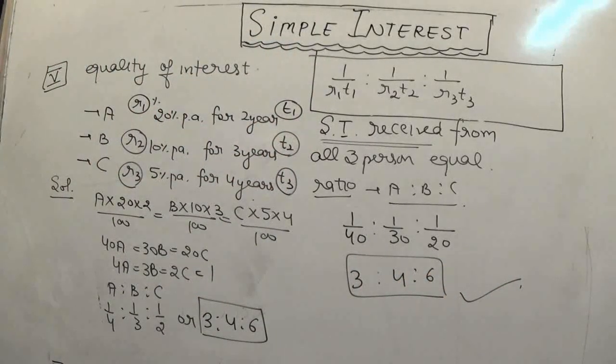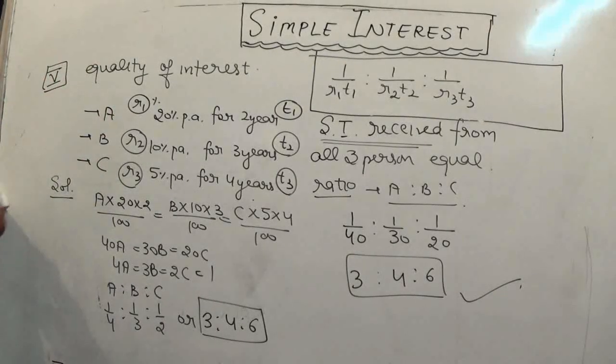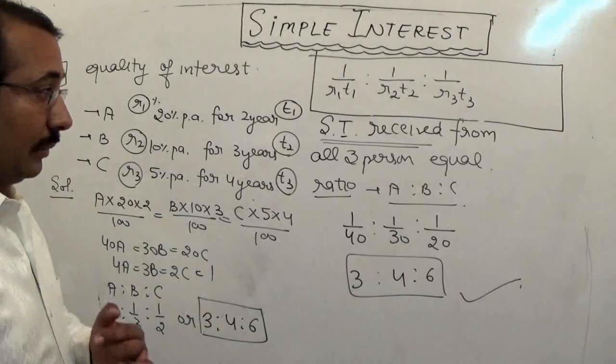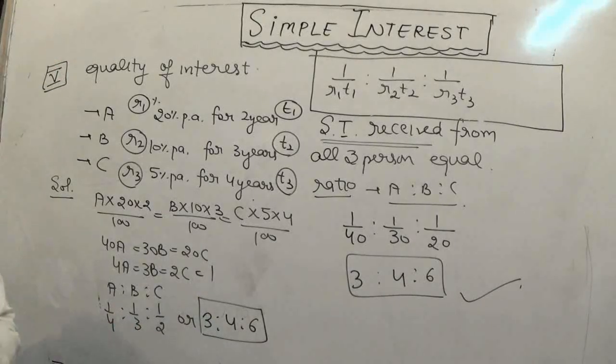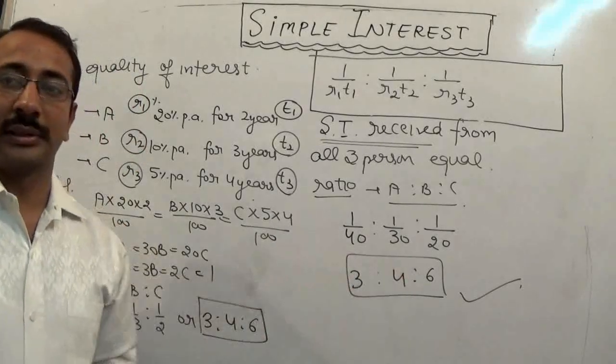Pay attention here, that is the first type of problem in which I explained where simple interest received from the three persons at the end of the given time period is equal. In that case, if I have to find the ratio of the money given to A, B, C, our answer is 3 ratio 4 ratio 6.